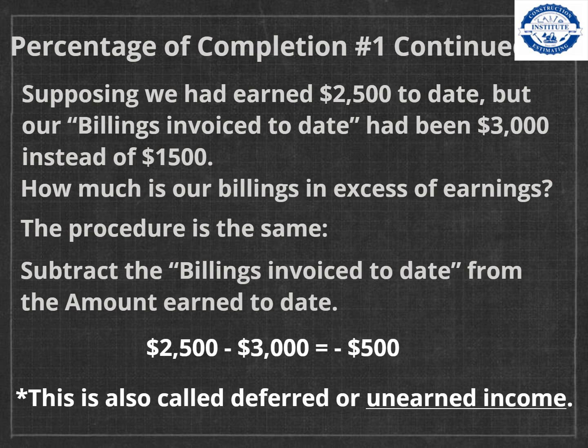Supposing we had earned $2,500 to date, but our billings invoice to date had been $3,000 instead of $1,500. How much is our billings in excess of our earnings? The procedure is the same. Subtract the billings invoiced to date from the amount earned to date. The $2,500 that we've earned minus the $3,000 that we have billed for or invoiced for, and that would give us a minus $500. This is called our billings in excess of our earnings. It's also called deferred or unearned income.